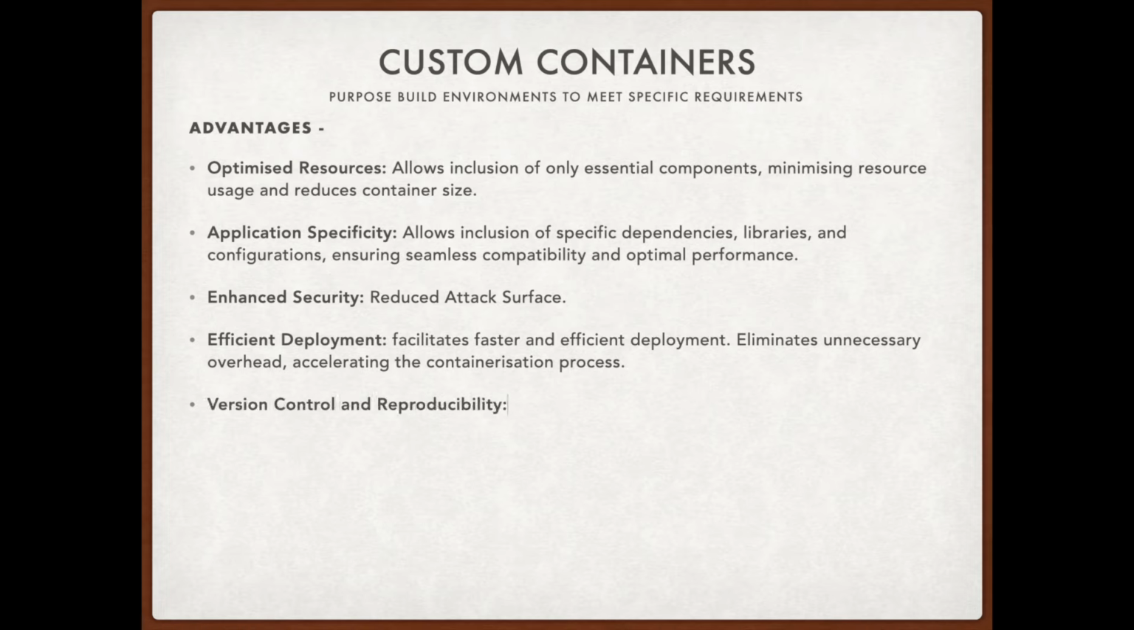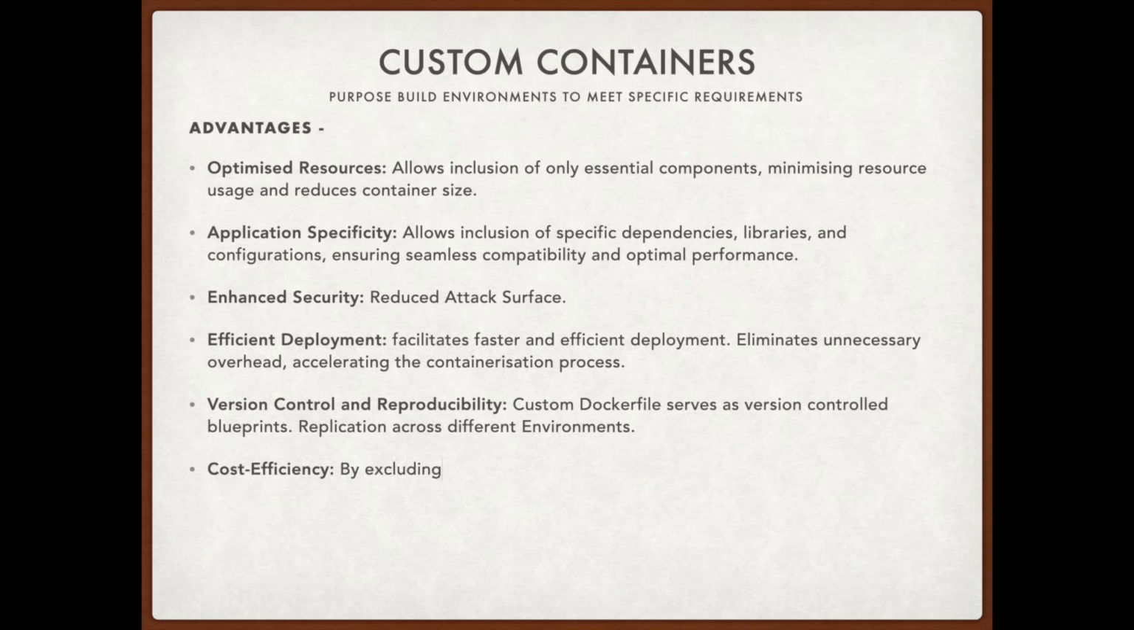Version control and reproducibility. Dockerfiles for custom containers serve as version-controlled blueprints. This enables precise replication of environments across different stages of development, testing, and production, ensuring consistency and reproducibility. Cost efficiency. Customizing containers allows for cost-effective resource allocation. By excluding unnecessary components, you optimize infrastructure costs and improve overall operational efficiency.